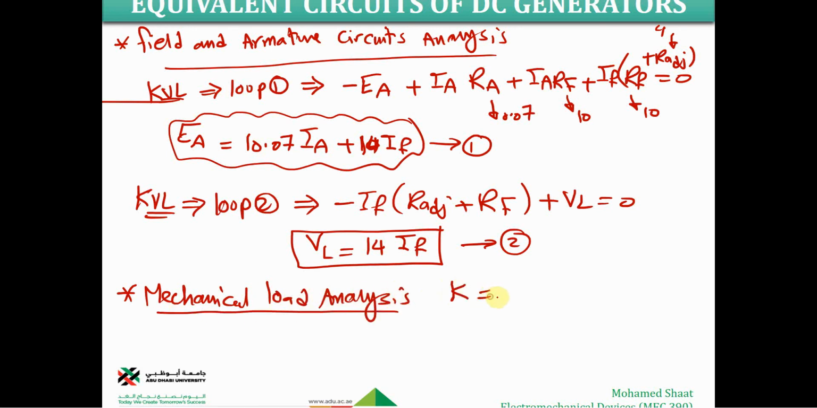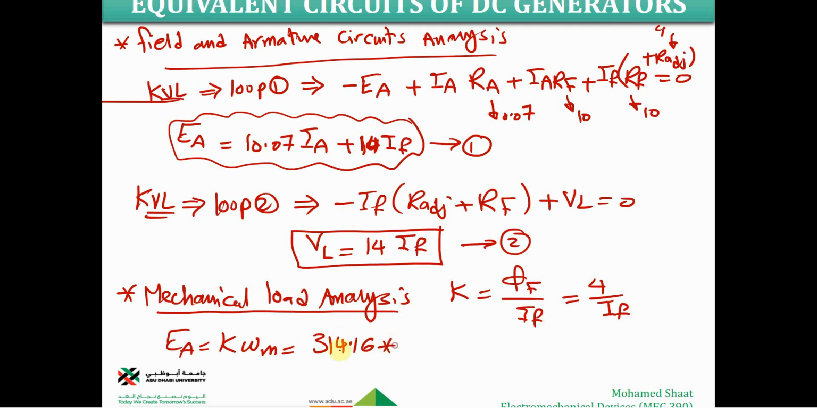Again, we have to calculate the generator constant, which should be VLF divided by IF, but we have no clue how much IF is so far. Phi was given by 4, so this is gonna be 4 divided by IF. In the meanwhile, we do have the EA, which should equal K times omega M, and omega M was given by 314.16 times K, which we just calculated in terms of IF as 4 divided by IF. This is gonna give us EA. In the meanwhile, the armature current should equal TM divided by K, which gonna give us T by 300, the torque.